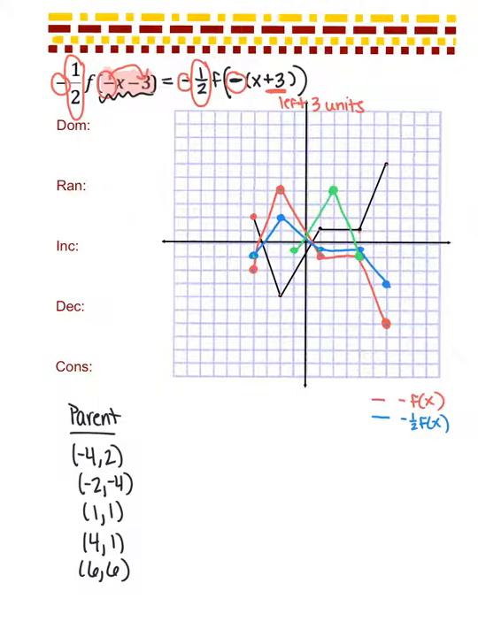Here's an x value of 4, goes to -4. And here is an x value of 6. It's going to go to -6. All right, so that right here is -1/2 f of -x.